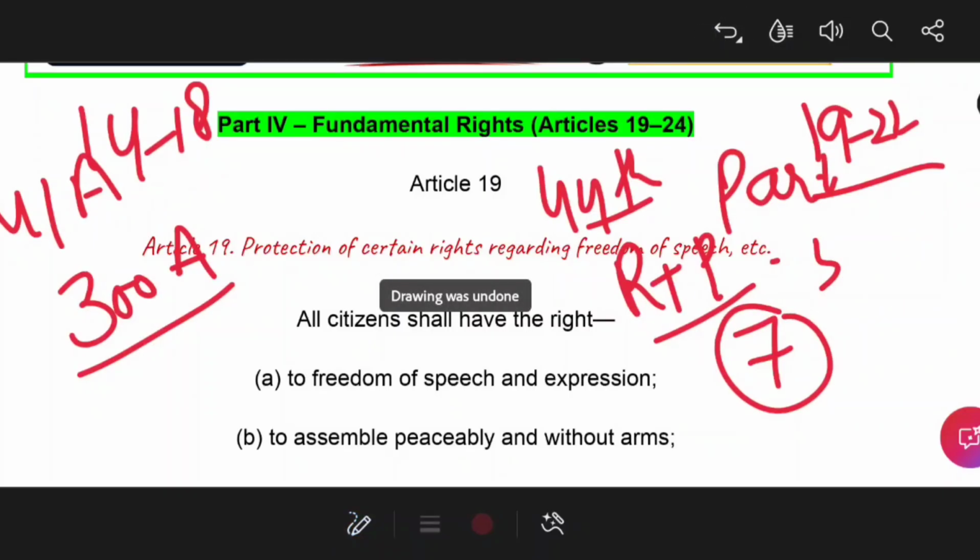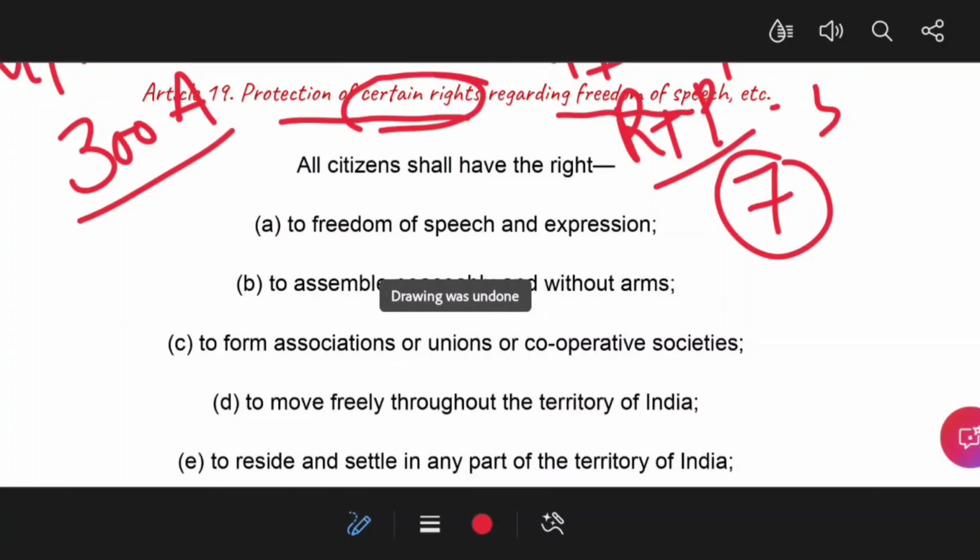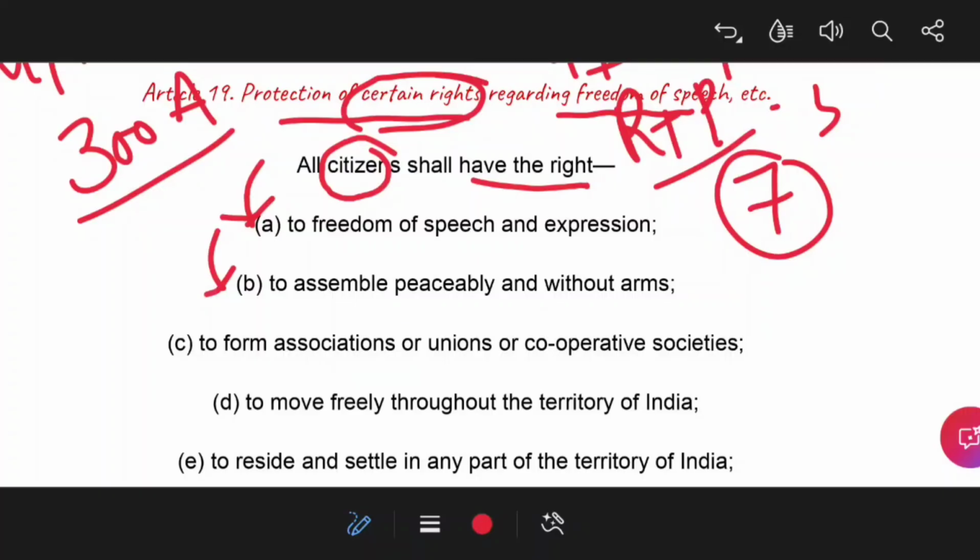Article 19 is about the protection of certain rights regarding freedom of speech, etc. Now the text says that all citizens shall have the right. For what right? They have freedom of speech and expression, 19 clause A. They have a right to assemble peaceably and without arms. There should be no arms when you are assembling in a peaceful manner. And to form associations or unions or cooperative societies.